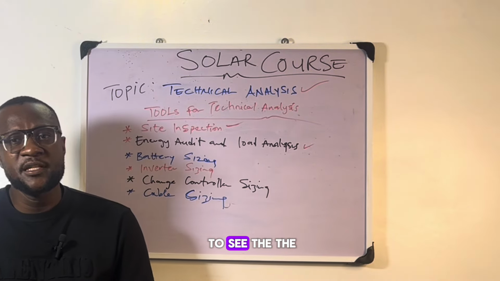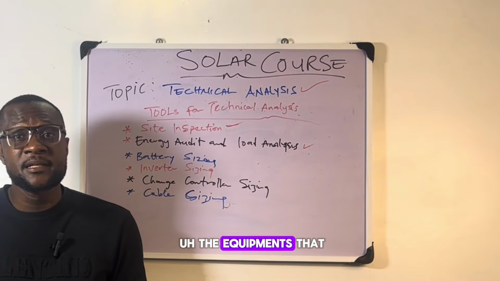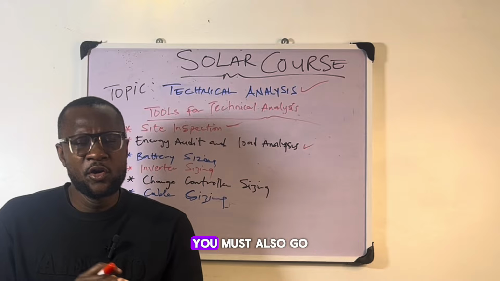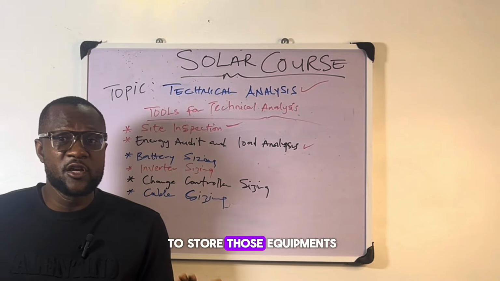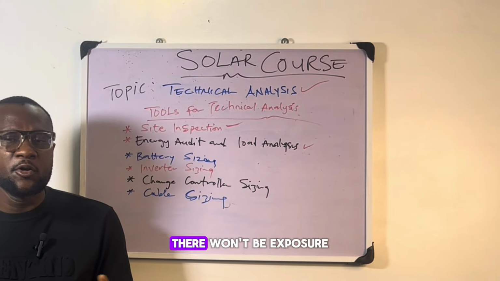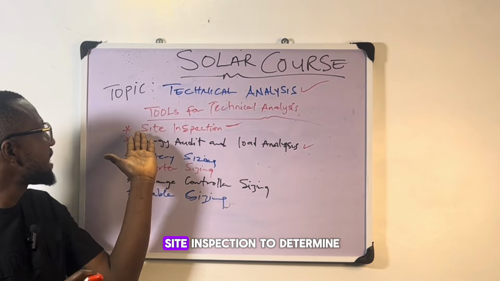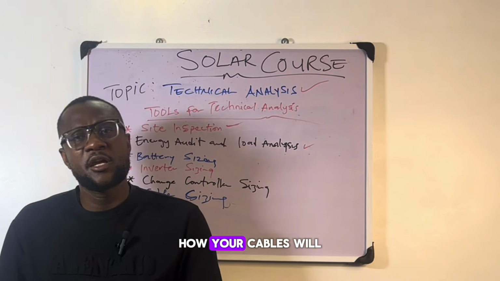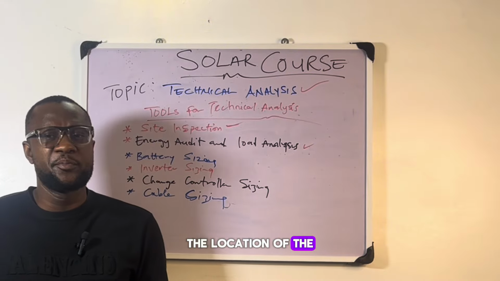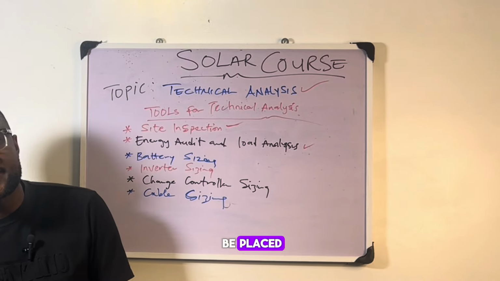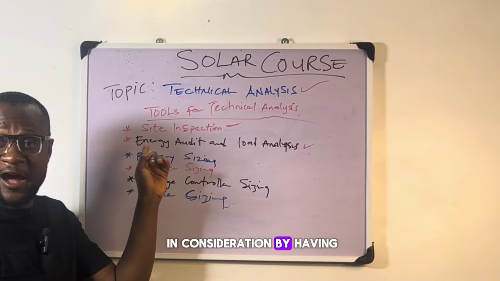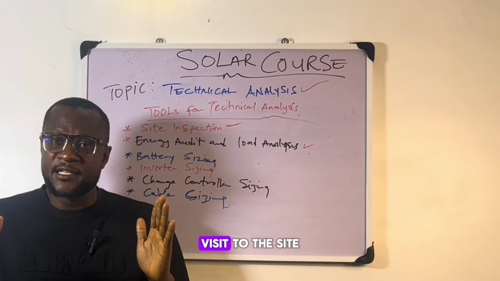You must look around to see the equipment that is used in the place, and that will also give you ground to know what equipment to deploy. You must also go around to see where to store that equipment, a convenient place where there won't be moisture and there won't be exposure to heat. You also use this site inspection to determine your cable route, how your cables will go, and how your panels will be placed. You will also understand the sun orientation and the location of the building or the facility, and other considerations you need to take into account by having a physical visit to the site.